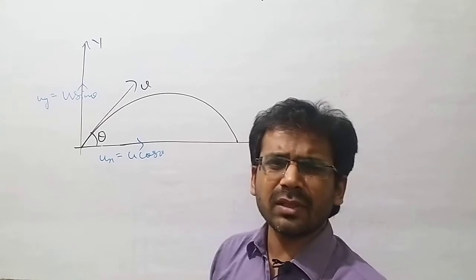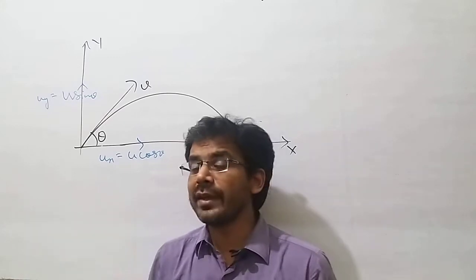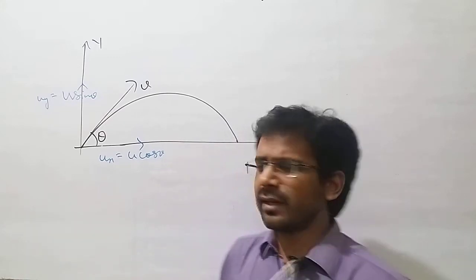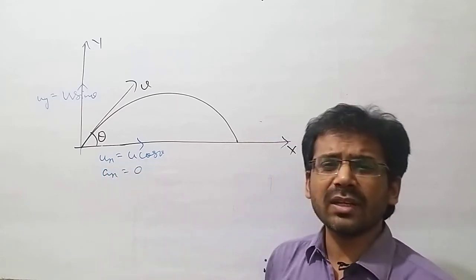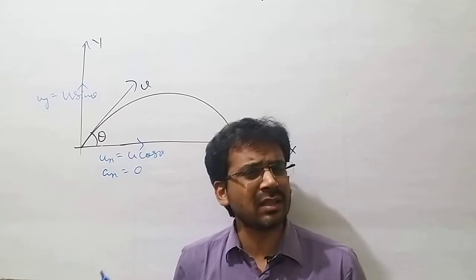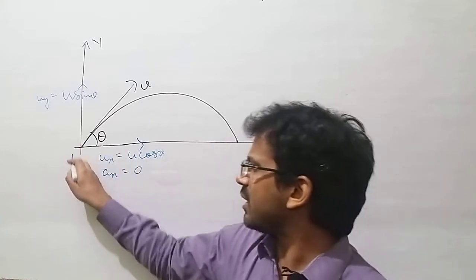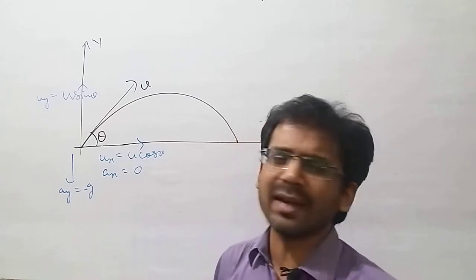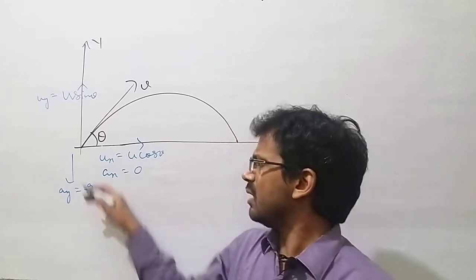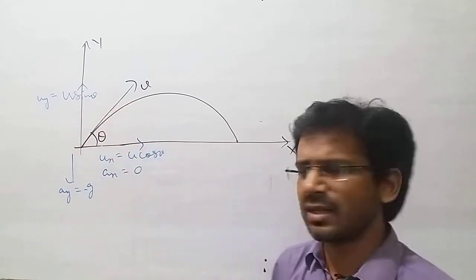Now, in the horizontal direction, if there is no air resistance, no collision or any other type of force, then the acceleration will be 0. And in the vertical direction, ay is g in the downward direction. With sign, we can write it as minus g if we take the downward direction as negative.